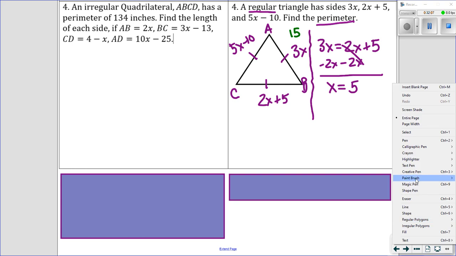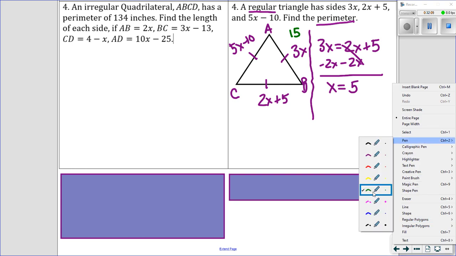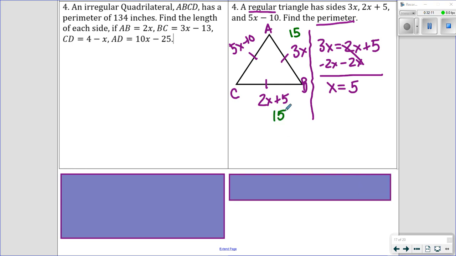So that will be 15, and then the other one should be 15 also, because they're all congruent. So 5 times 5 is 25, 25 minus 10 gives you 15. So now you know that they're all 15. And then since there are 3 sides, P equals 15 times 3, which gives you 45. And there's no units, so I'll just put 45 units.